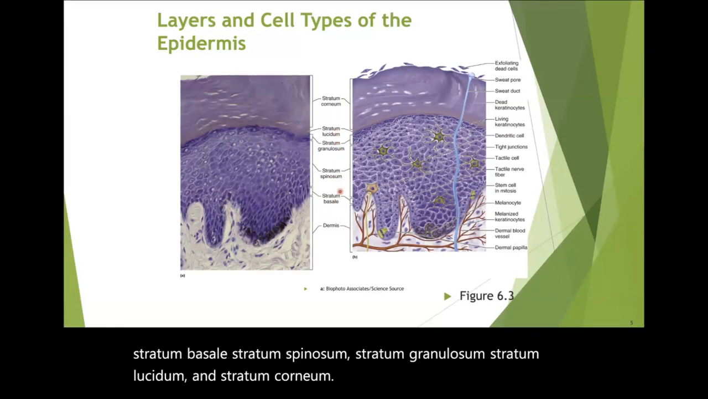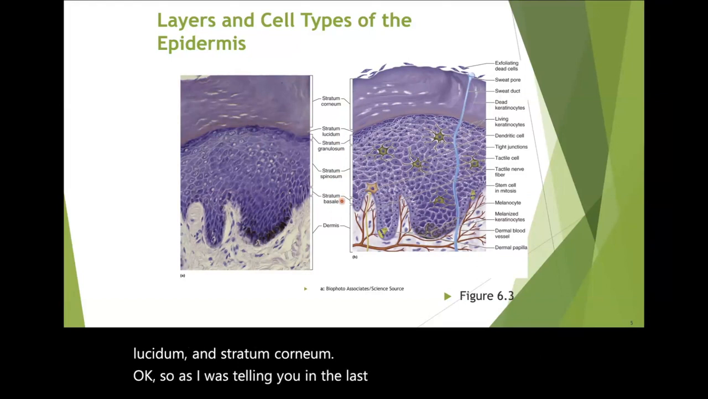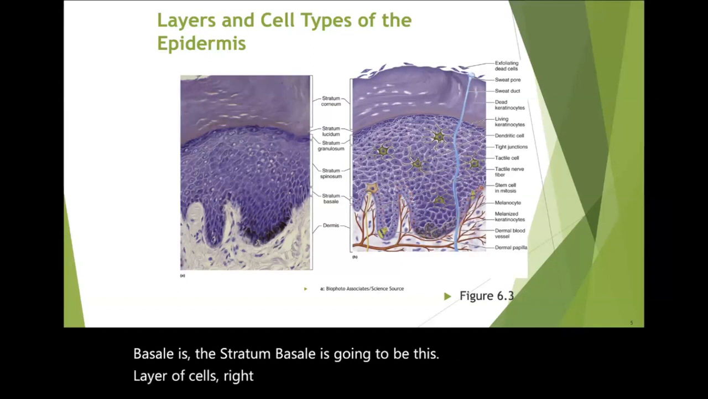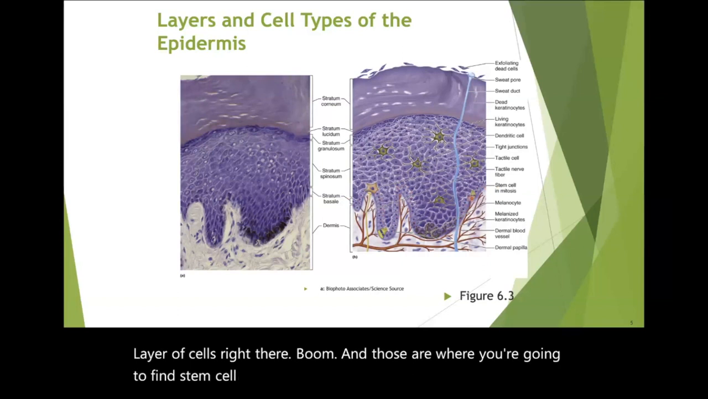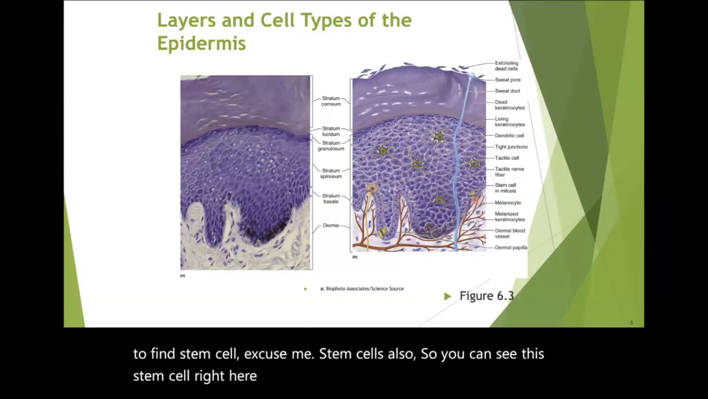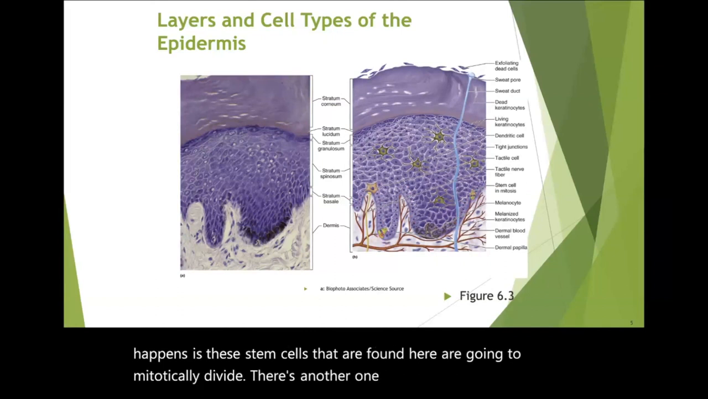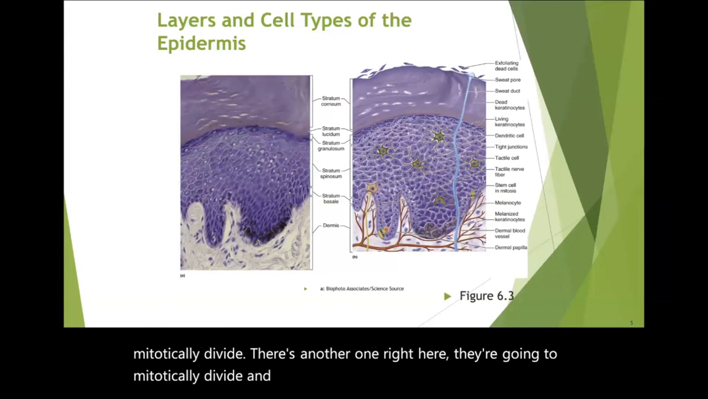Okay. So as I was telling you in the last ones, the stratum basale is going to be this layer of cells right there. And those are where you're going to find stem cells also. So you can see this stem cell right here. It's in the process of mitosis. The stem cells that are found here are going to mitotically divide. There's another one right here. They're going to mitotically divide and start adding to the layers.